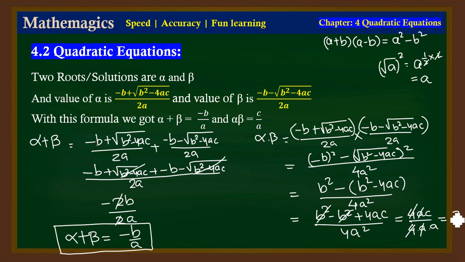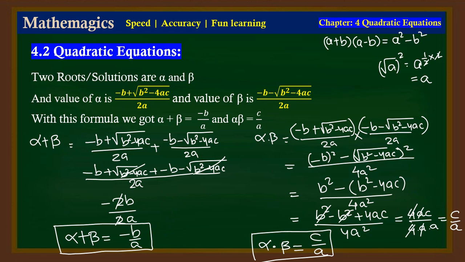So the remaining part is c by a. The difference here, I am writing directly that alpha into beta is equal to c by a, which is again proved by us. So these are the two formulas. Because of that only, alpha plus beta is equal to minus b by a, and alpha into beta is equal to c by a.